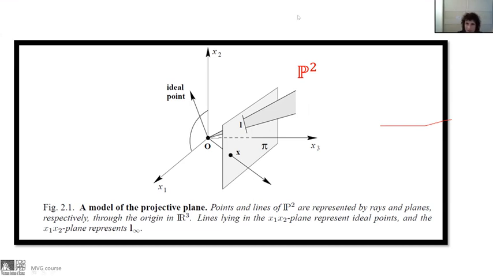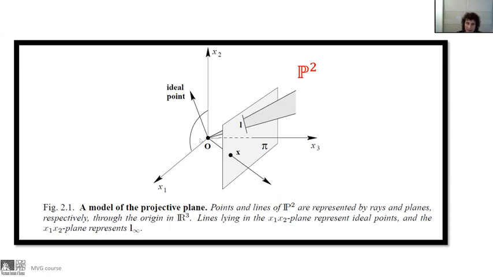Geometrically, this is very nice, I think, in a drawing. Actually, this is P2. The way to illustrate P2 is to take R3 and say the following: each ray stands for a point, and each plane stands for a line, okay? So each ray like this stands for a point, actually. And each plane which goes through the origin stands for a line.